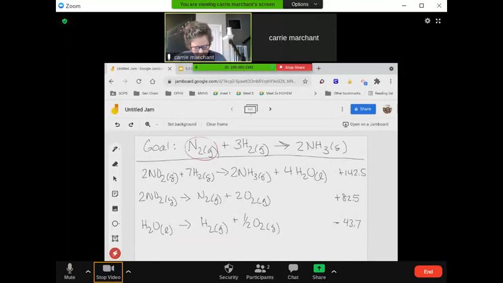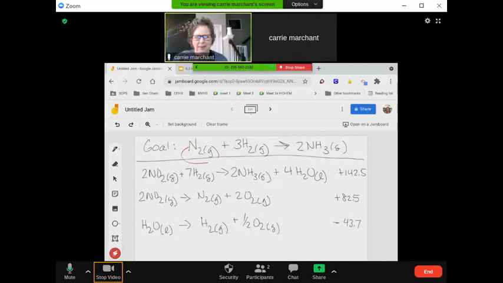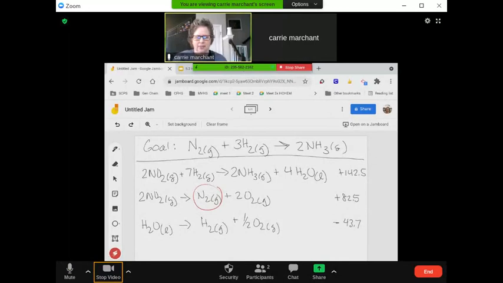N2, where is N2? Is it in the first equation? Nope. Is it in the second equation? Yes. Is it in the third equation? No. And notice this one's not really intermediary like what we had before. That's okay. It still works with the same process. You can have 3 separate reactions that you use to find your goal. Why would I want to do that? Because maybe this reaction is a real pain to do in the lab, and it's a lot faster if I do the partial reactions.